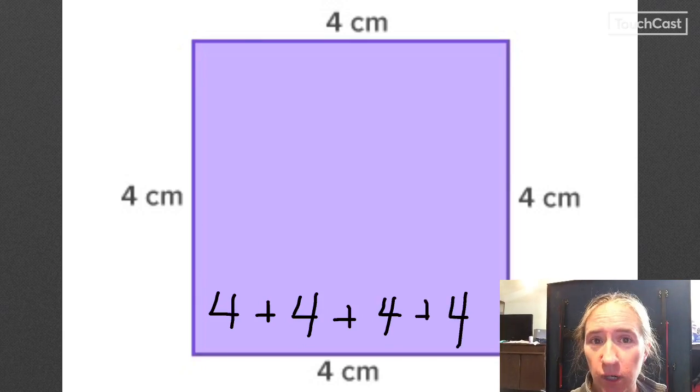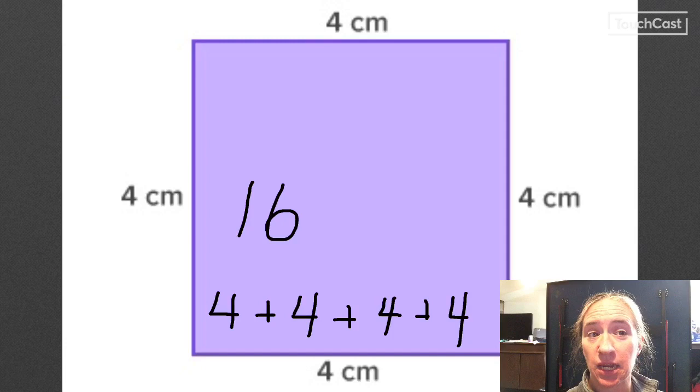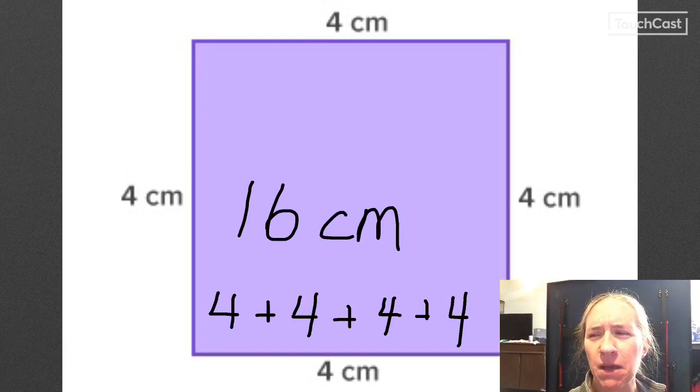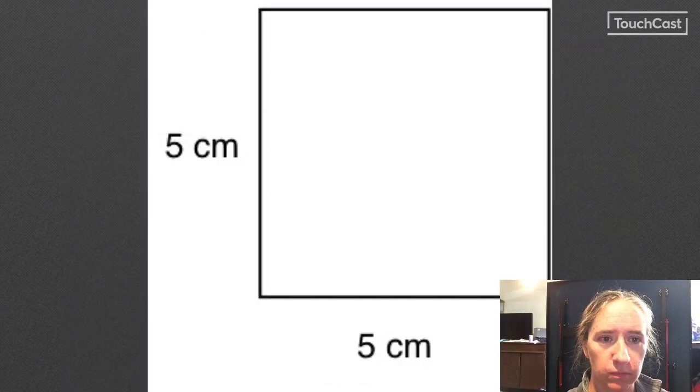And what is 4 plus 4 plus 4 plus 4? Well, that perimeter equals 16 centimeters. Wait a minute. If I'm adding the same number over and over again, aren't I really multiplying? Yes, I am.